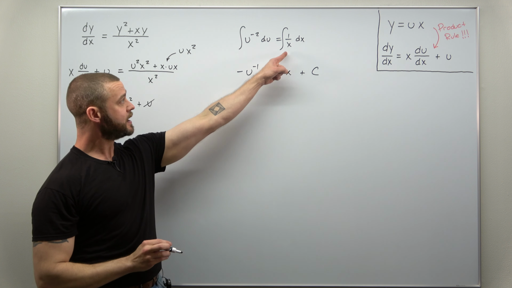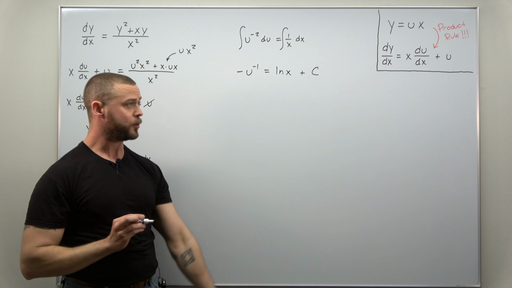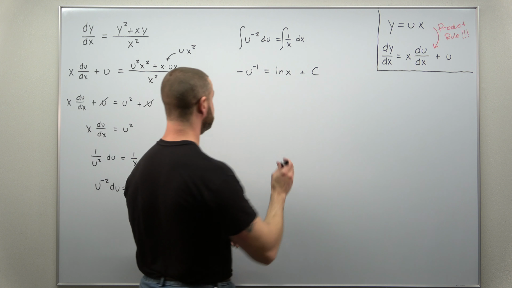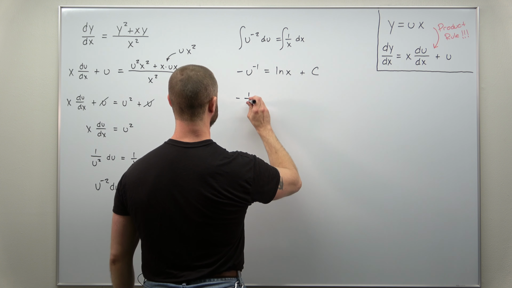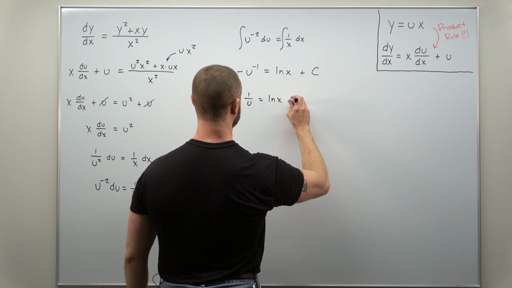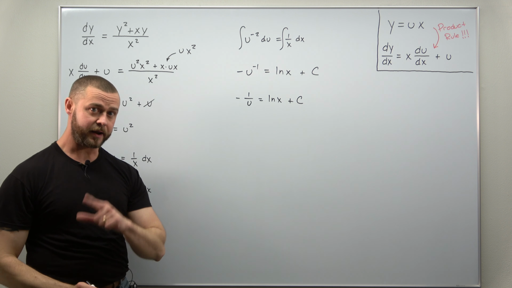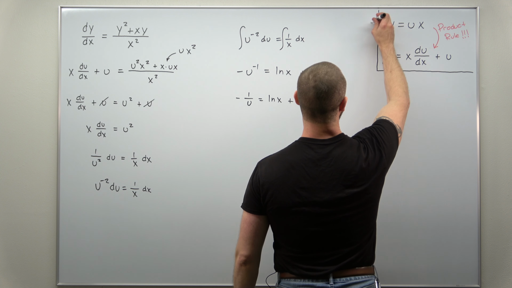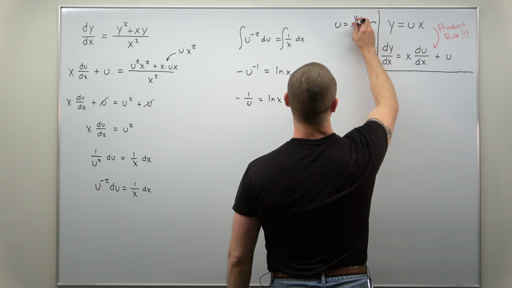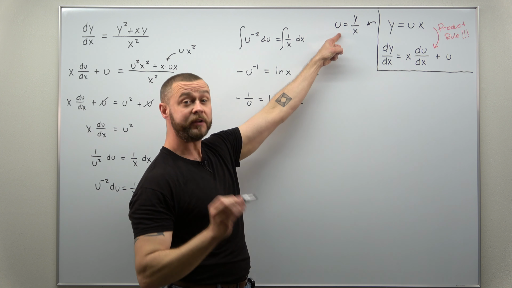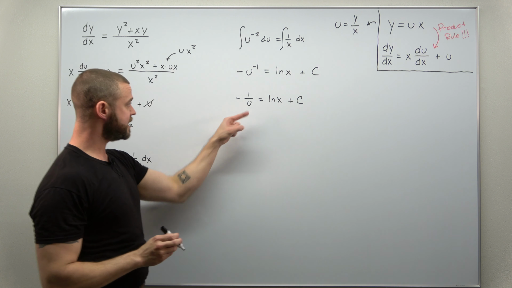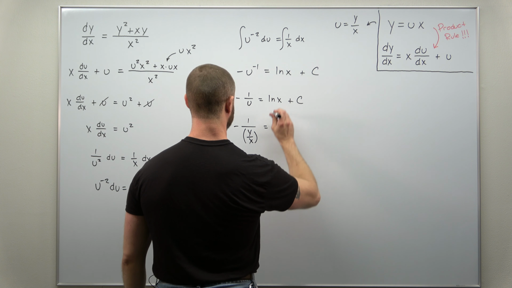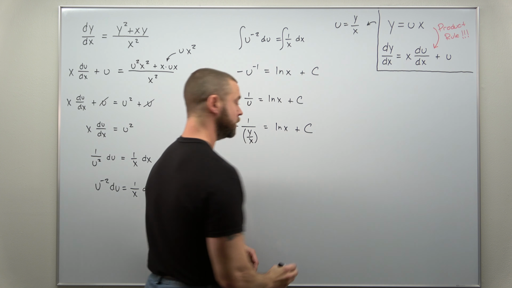And that integral on the right-hand side pops up a lot for homogeneous equations, integrating 1 over x dx. All right, let's just go ahead and simplify this before we back substitute. We'll write the left side as negative 1 over u. We'll keep the right side the same. And now we can go ahead and back substitute for u in terms of x and y. And remember, y equals u times x is equivalent to u equals y over x. So if you just go ahead and plug that in here, we get negative 1 over y over x equals natural log of x plus c.